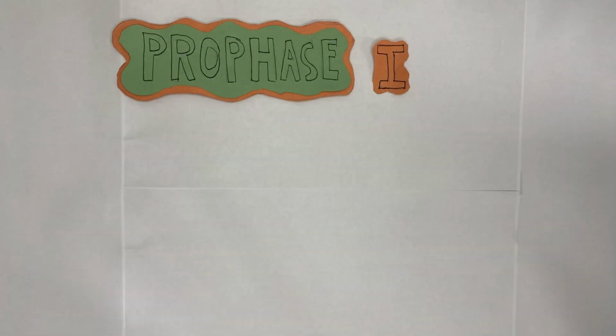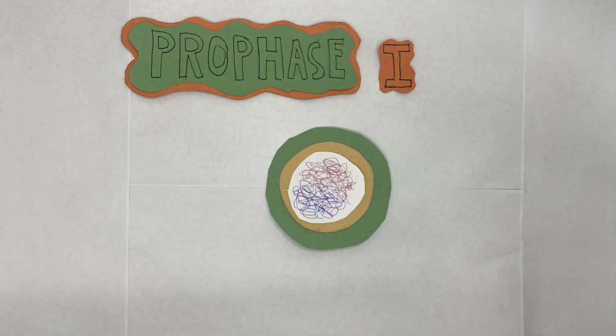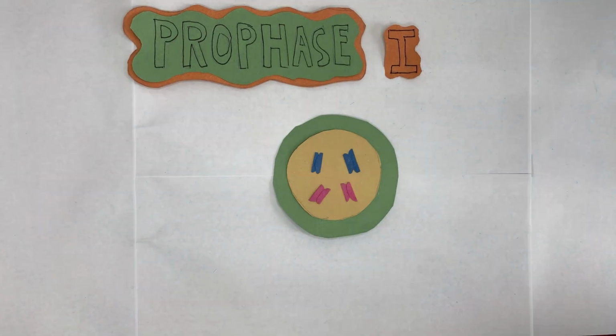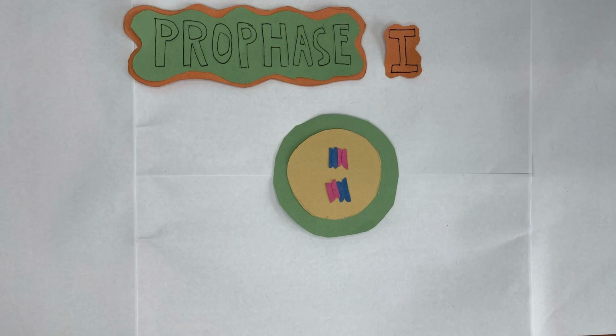Prophase 1 starts off with the diploid cell. Unorganized chromatin lies within the cell as it condenses into the X-shaped chromosome. Through synapsis, the chromosomes pair up with other chromosomes to form a tetrad.